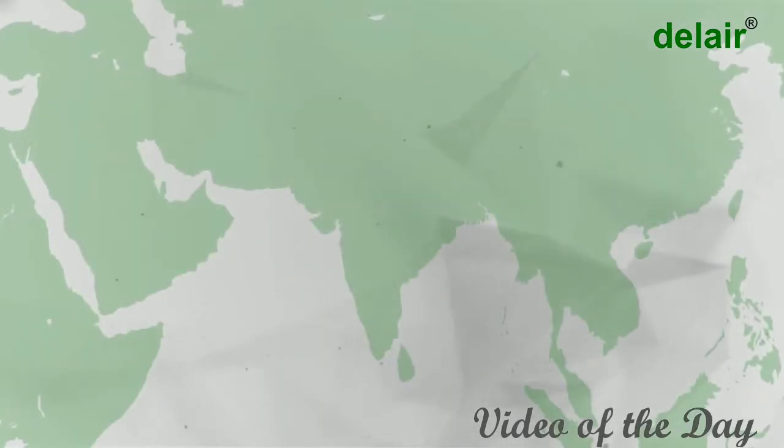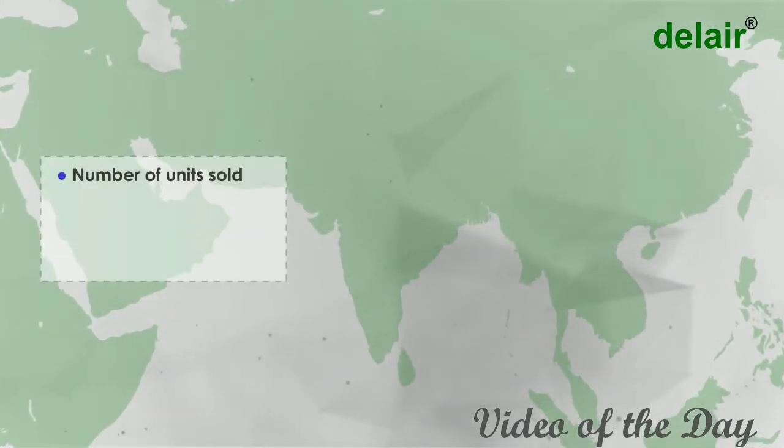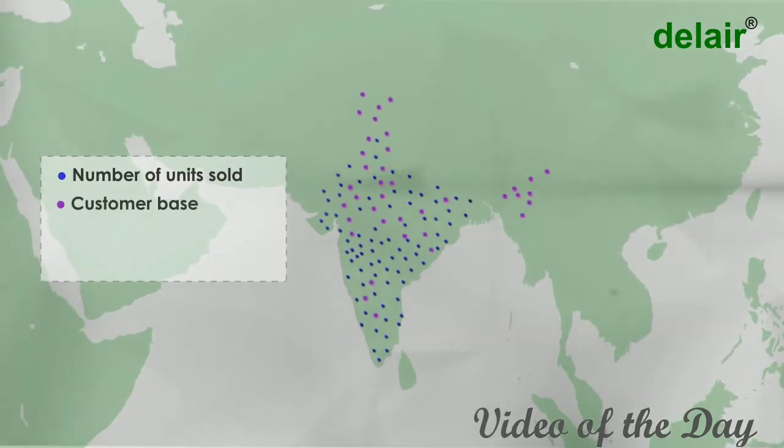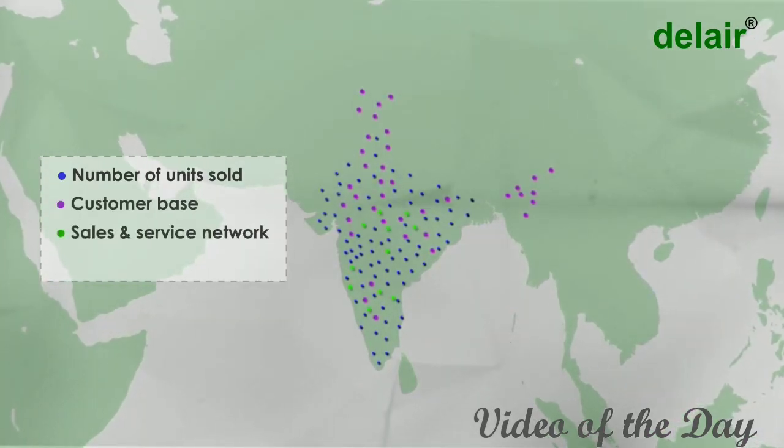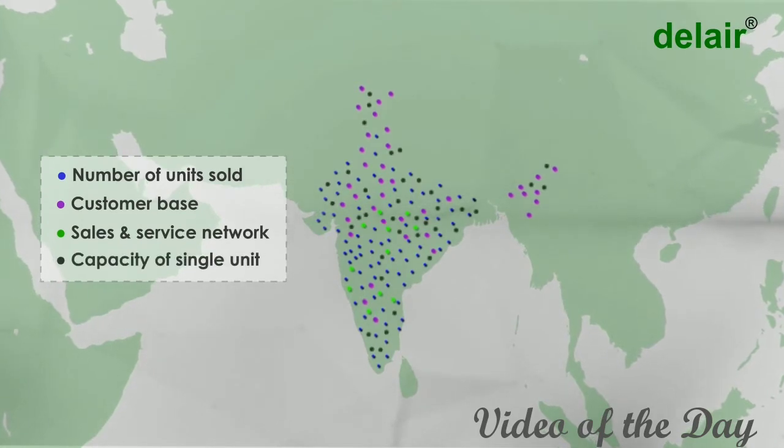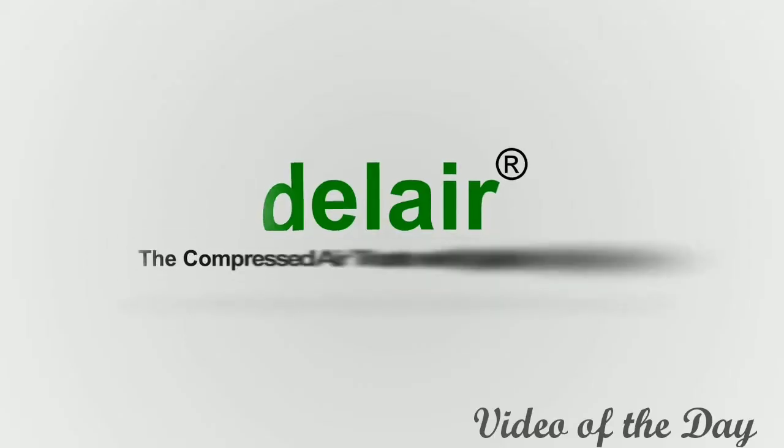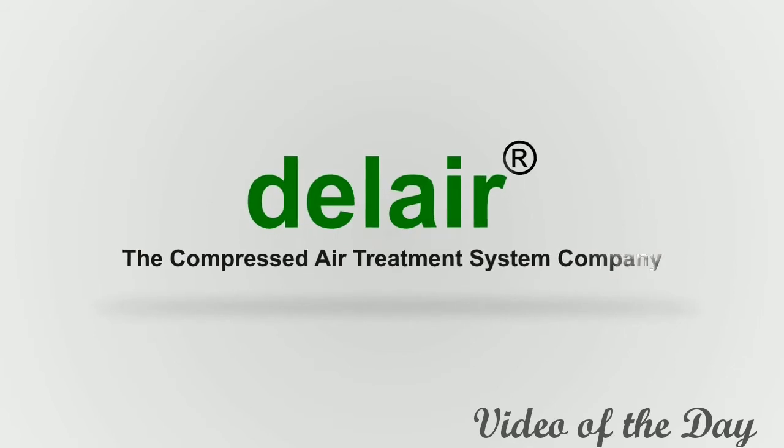No wonder Delair is largest in terms of number of units sold, customer base, sales and service network and capacity of single unit. Delair India, the compressed air treatment system company.